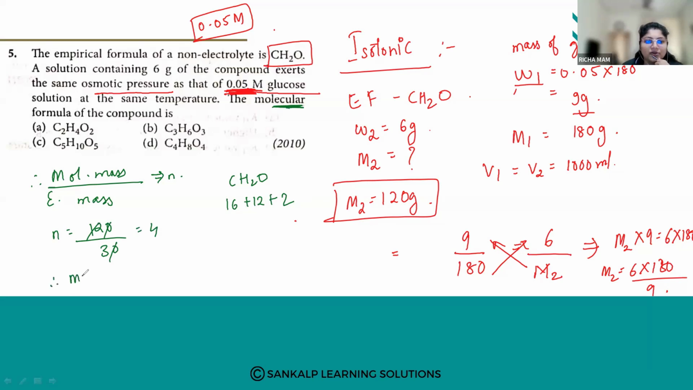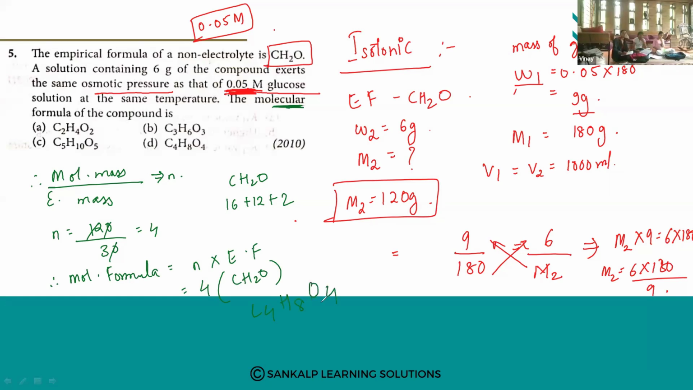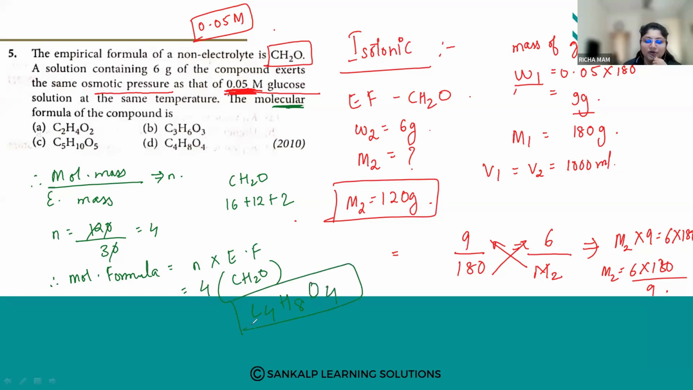Now, how to calculate the molecular formula? You have to multiply N into the empirical formula, right? N is 4, and the empirical formula is CH2O. So it is C4H8O4. Right? C4H8O4. Option number B.